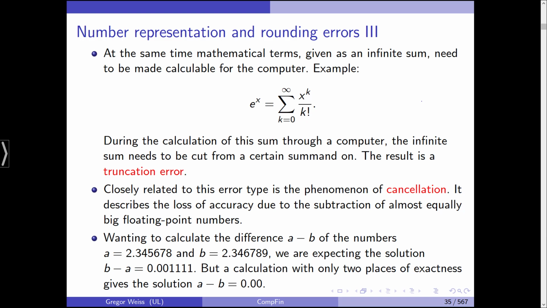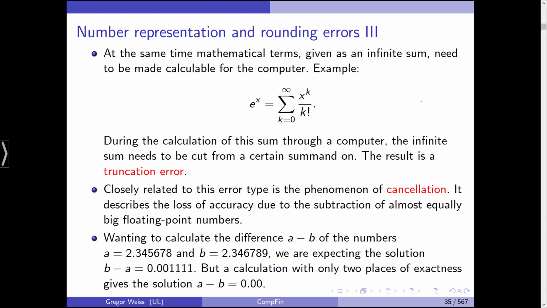Now, that's a very simple example where we immediately get a rounding error when we are using numbers on a computer. At the same time, of course, there are more complex mathematical terms that are given as an infinite sum, and these also need to be made calculable for the computer. For example, the exponential function is an infinite series, and when we calculate this sum through a computer, we need to cut off the infinite sum at some point. We have to truncate this infinite sum after a certain amount of elements, and thus we get what we call a truncation error.